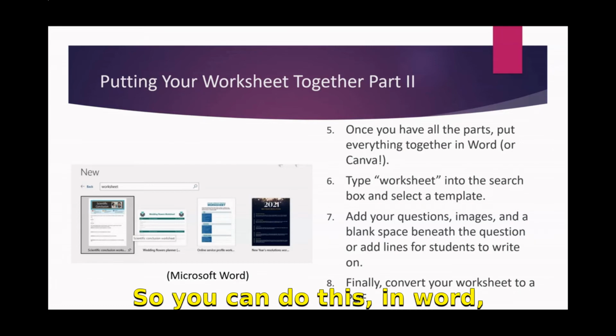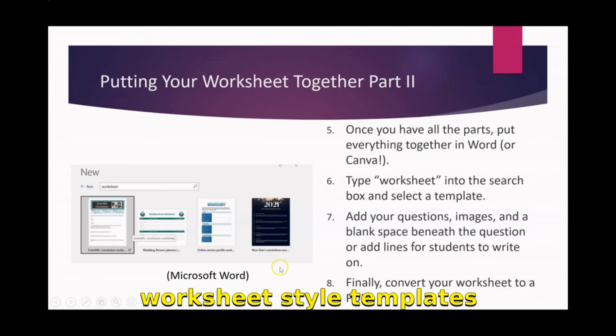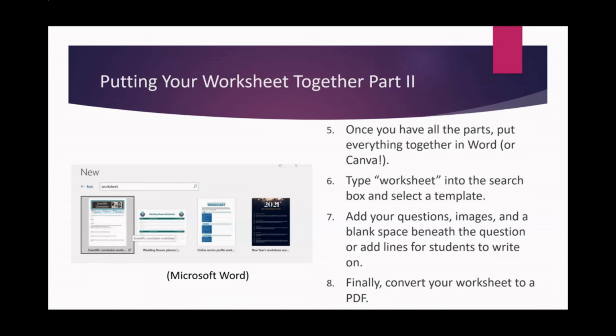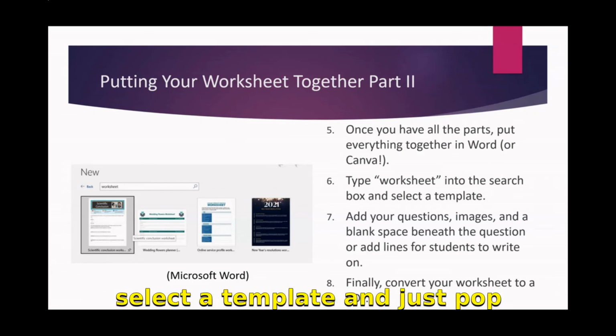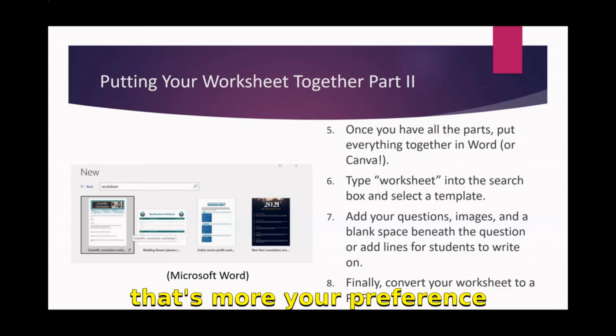So you can do this in Word. You'll see here Word has some worksheet style templates. Or my favorite tool, Canva, also a free tool. Drag and drop, really easy. Select a template and just pop your images and your questions and things in there. If you're making worksheets for younger kids, it can be useful to put lines underneath each question. If they're for adults, obviously we don't need lines quite as much as kids. That's more your preference there. And then once you've got it all put together, you just convert it to a PDF and it's ready for sale.